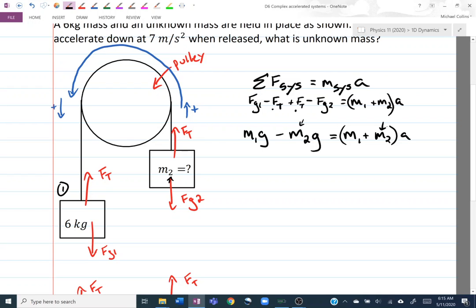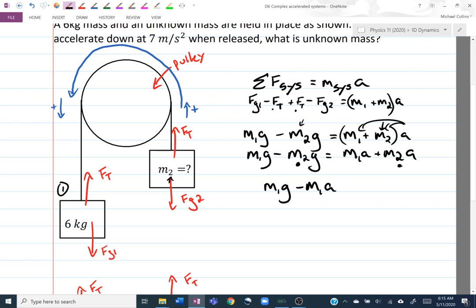I'm going to have to do some more complicated math. I'm going to multiply A into my brackets, so I end up with M1G minus M2G is equal to M1A plus M2A. I'm going to get both of my terms with M2 on the same side. So I'm going to add M2G to both sides and subtract M1A from both sides, and I think I get M1G minus M1A is equal to M2A plus M2G.